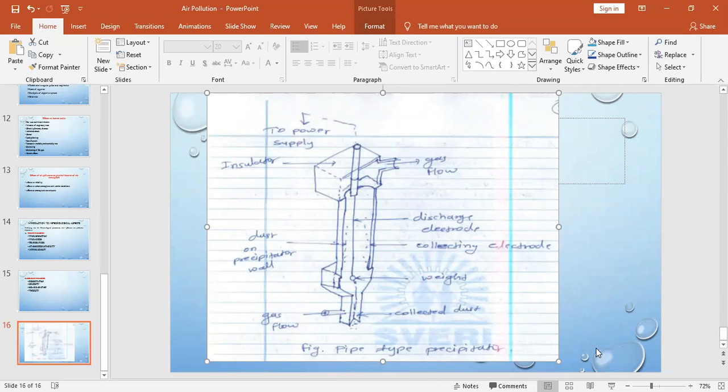Okay, do you understand the principle of electrostatic precipitator? I will try to show you with another figure. Give me a few seconds. I will present another slide.